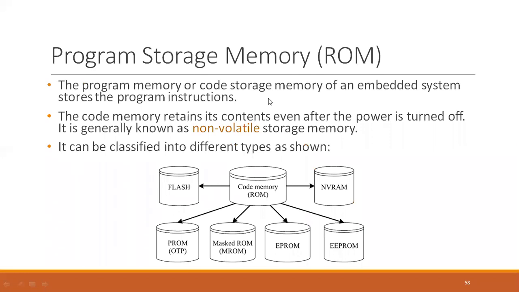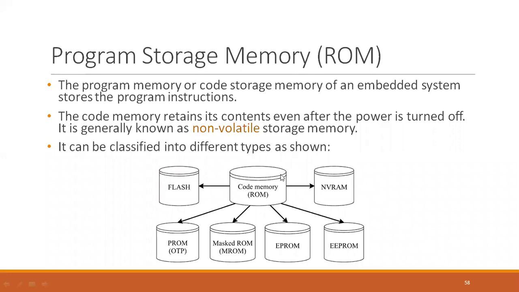Program memory, as well as the code storage memory of an embedded system, stores the program instructions. The code memory retains its contents even after the power is turned off. It is generally called non-volatile memory, and it can be classified into different types.